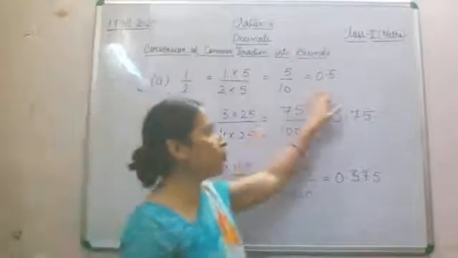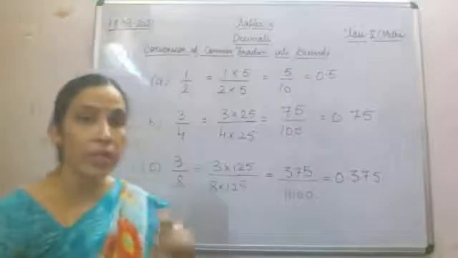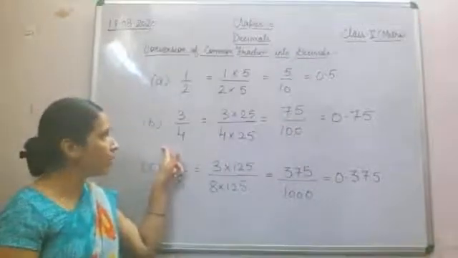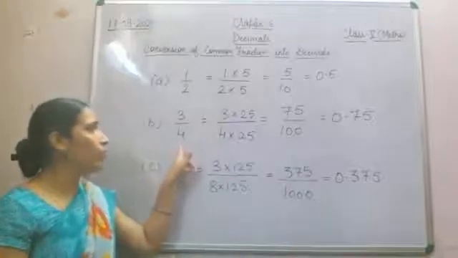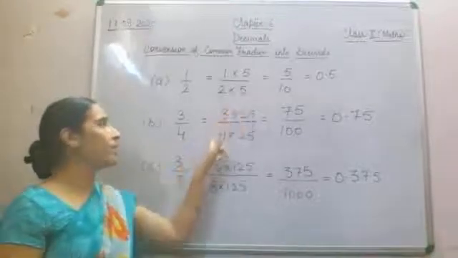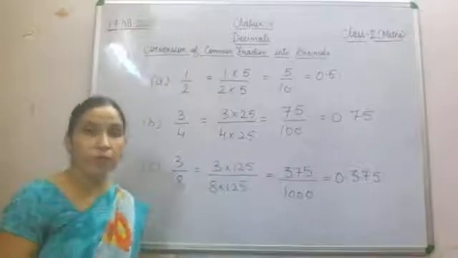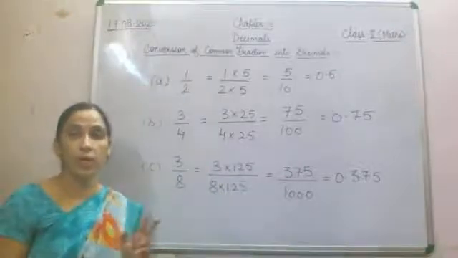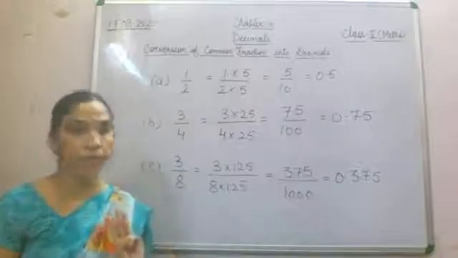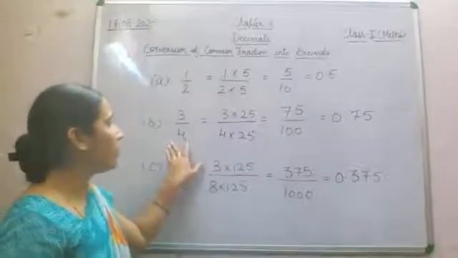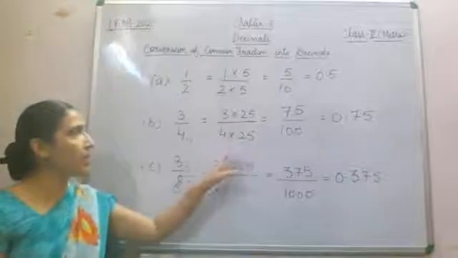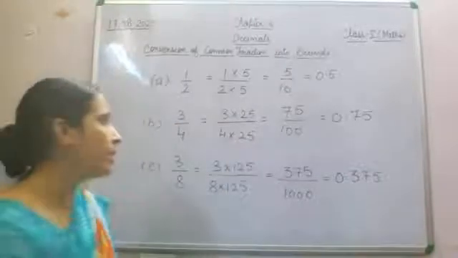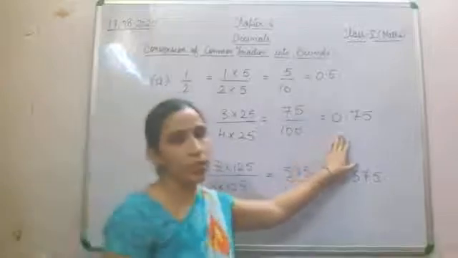Fine, that is 0.5. Now in the second example, that is B part, 3/4. Now here you have to see, if 4 will be multiplied by 5 in this case, then you are getting 4 5s are 20, which is not mentioned in decimal. 10, 100 and 1000 is only required. So what we will do here, we'll simply multiply it and then we will get 75 by 100, and that can be converted into decimal.